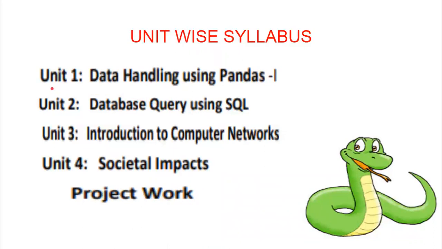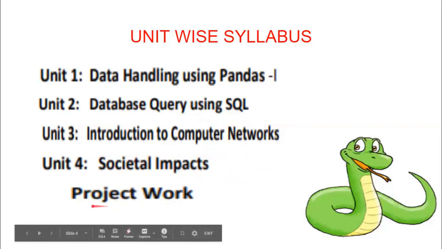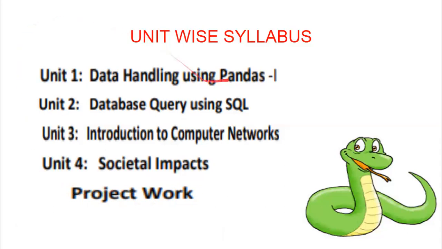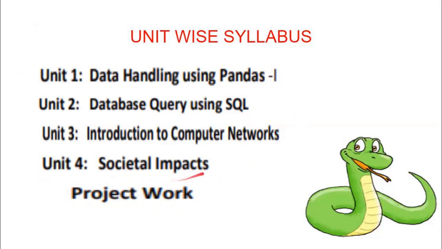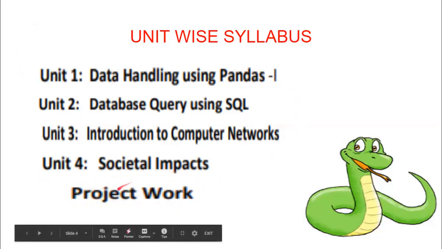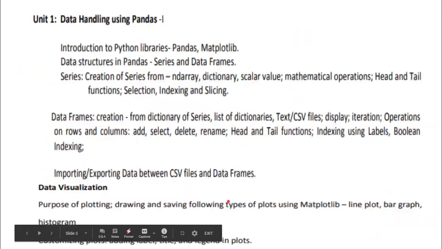Again, the unit-wise syllabus is given here: data handling using Pandas 1, database query using SQL, introduction to computer networks, societal impact, then the project work. This project work contains 30 marks. 70 marks is for these 4 theory units, and 30 marks for your project work. This project work not only contains 30 marks, along with this, you will do your record work also, the practical record. Together it's considered as project work, and you will get 30 marks.